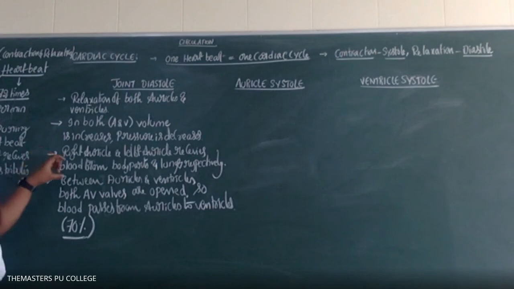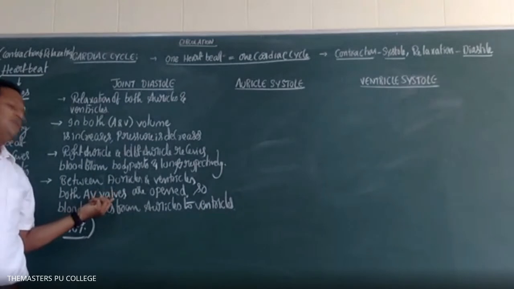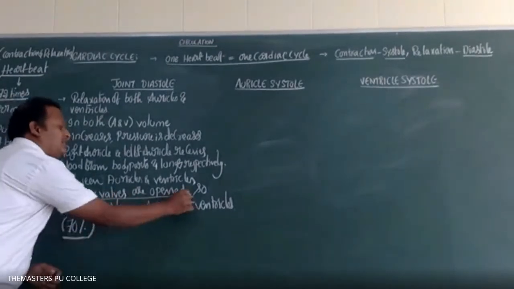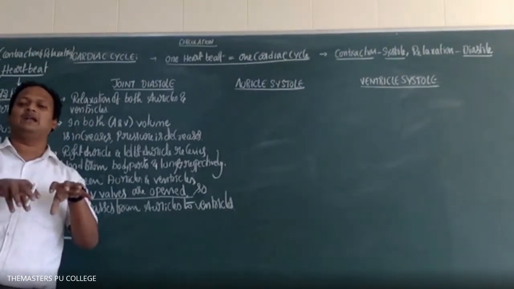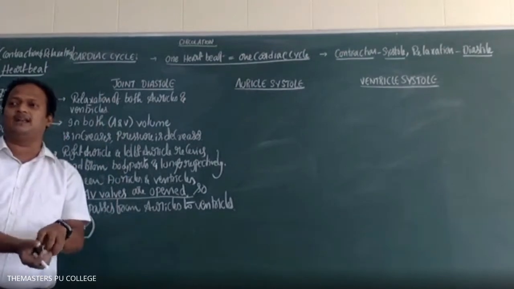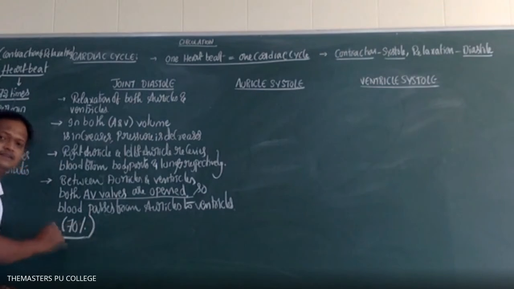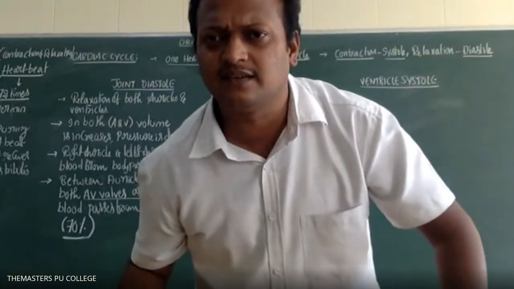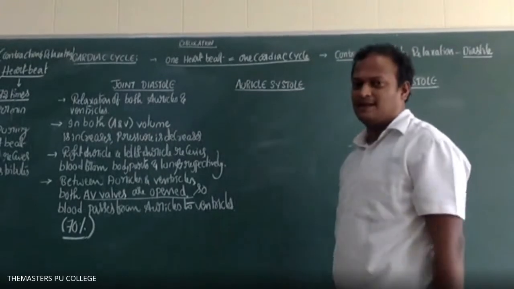Once the auricle is filled with blood and both valves are open, which valves are open? AV valves, tri and bicuspid valves, are open. So through the valves, blood passes from auricles to ventricles. Ventricular filling takes place. How much ventricular filling, students? 70%. Is it clear? Okay. So what about the remaining 30%? Let me complete first. It's not yet over. Remaining steps.